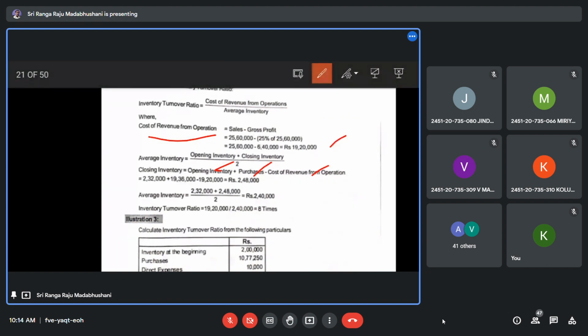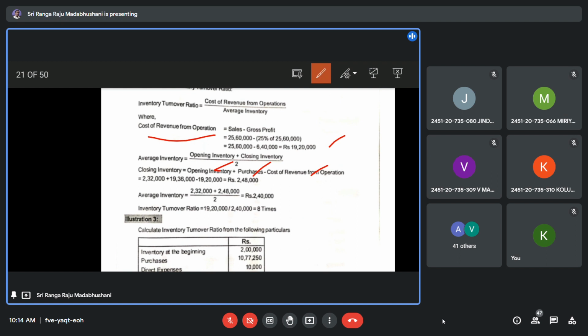So ignore that. Cost of revenue from operation minus opening stock and purchases. Minus opening stock and purchases. So that is 4 lakh, 2 lakh. No, like this is only correct. Opening inventory plus purchases minus cost of revenue from operation. So 2,48,000 is closing stock.